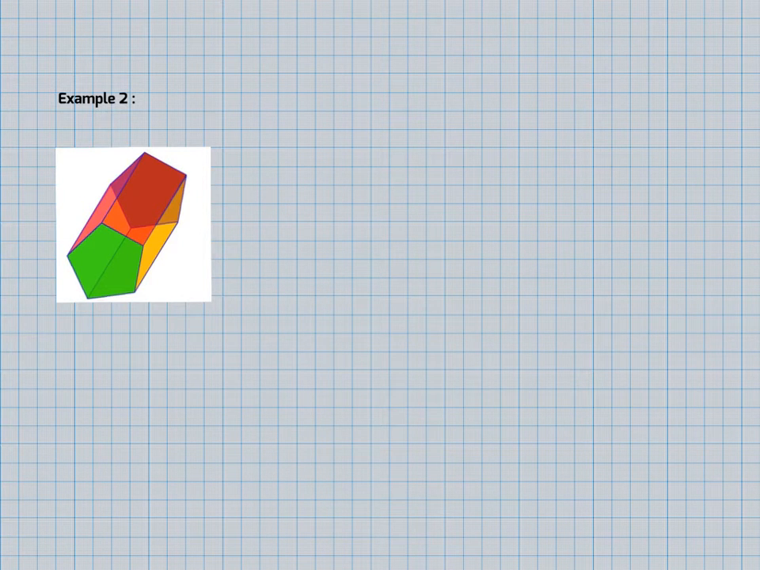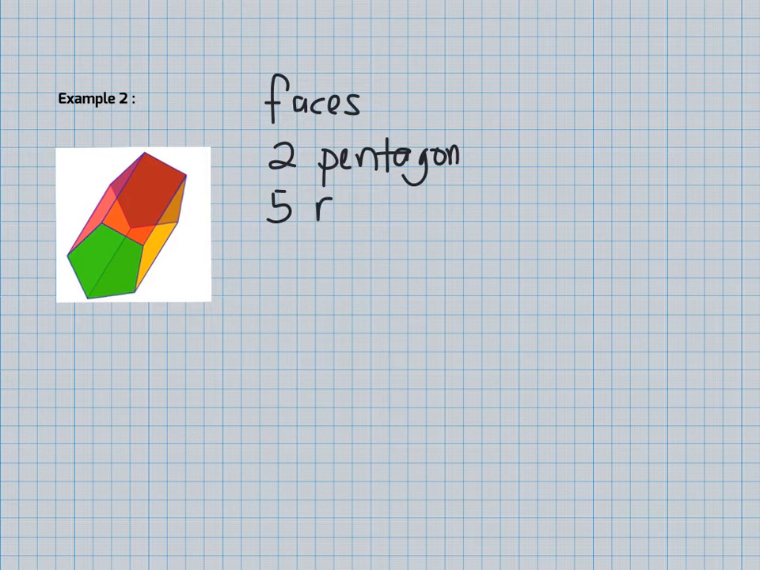Now we call this a pentagonal prism because it is made up of two pentagons as its end bases or end faces and a series of rectangles. Now let's start counting the faces first. So here we have two pentagon faces and 5 rectangle faces. So altogether we have 7 faces.